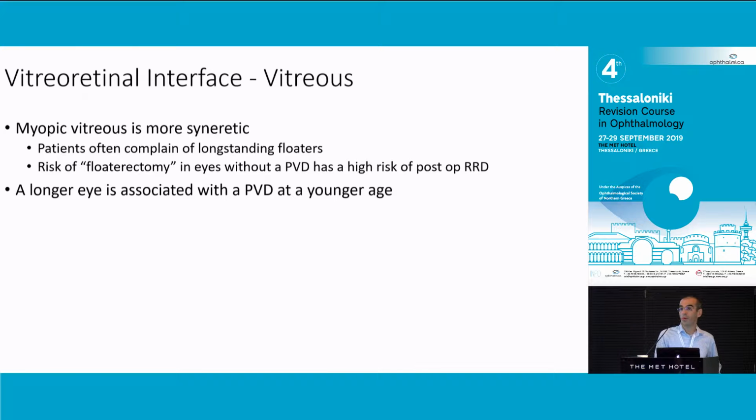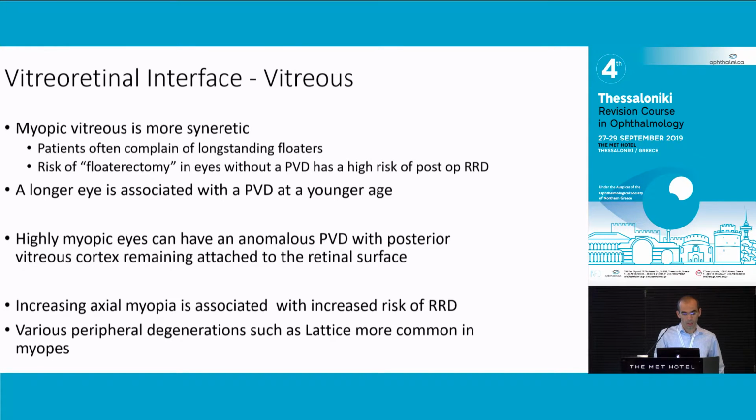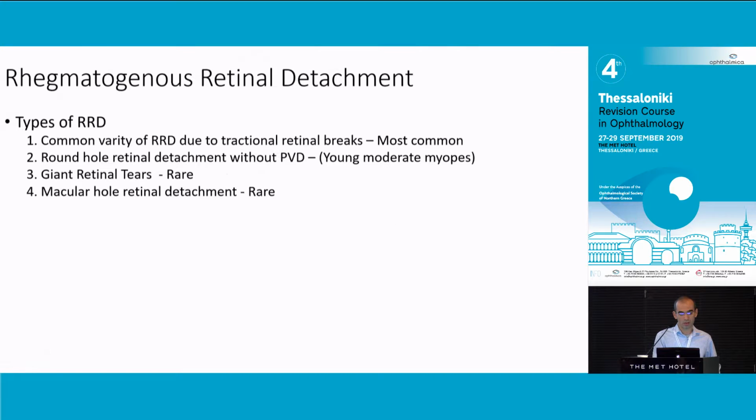Also, eyes which are big get a PVD at a younger age, and sometimes the PVDs are anomalous. You could have what looks like a PVD, but it's actually a vitreoschisis, where the cortex separates with the posterior hyaloid membrane still being attached to the posterior pole. Increasing myopia is associated with increasing retinal detachment and various peripheral degenerations.